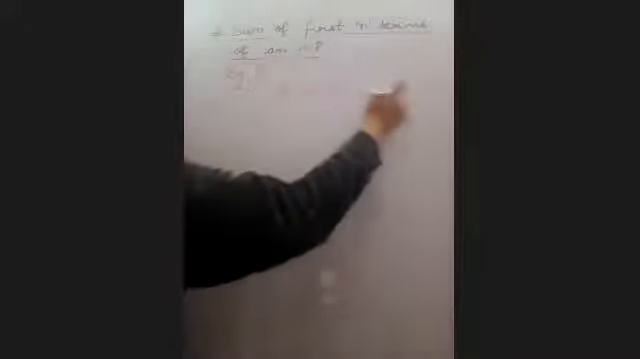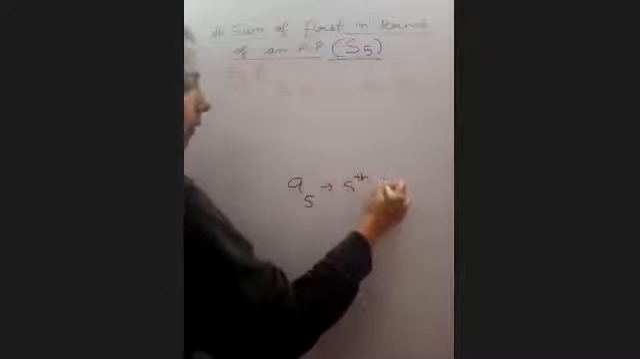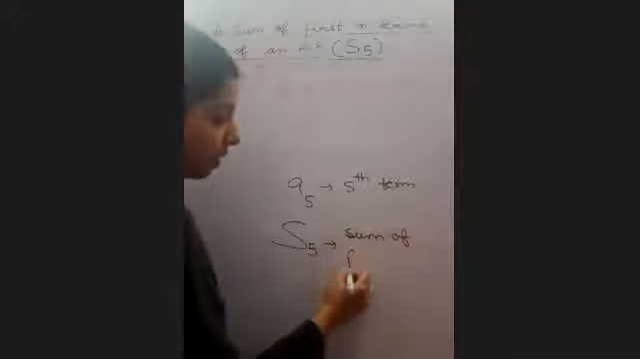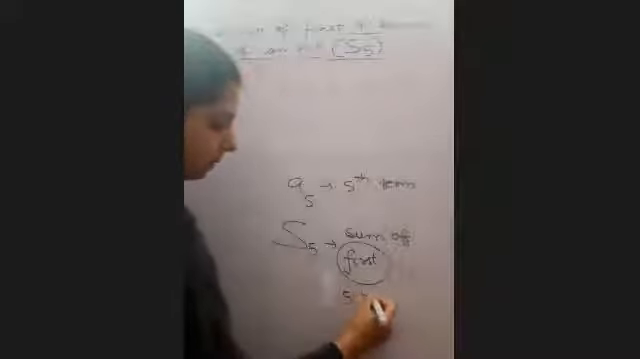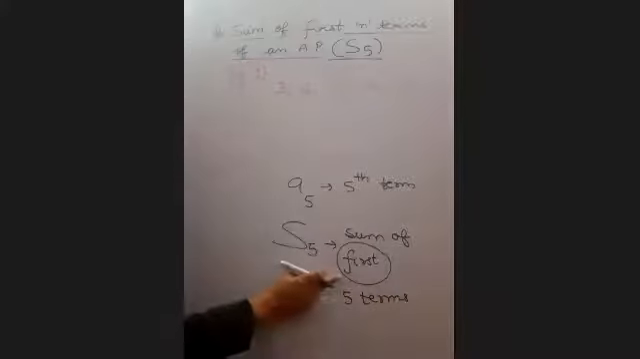Let this be an AP. I'm just taking a finite number of terms for the time being. How many terms have I taken? 5. Ma'am, 5 terms. Beta, when I say A5, that means the fifth term. But when I say S5, that would mean the sum of the first 5 terms, starting from the first term: 1, 2, 3, 4, 5. That is the meaning of S5.